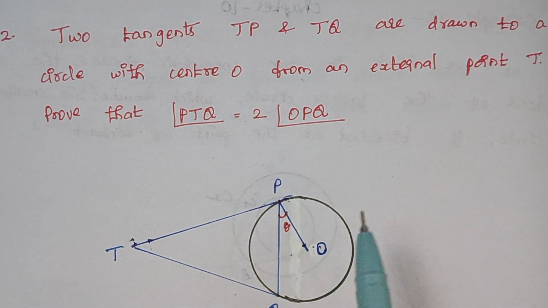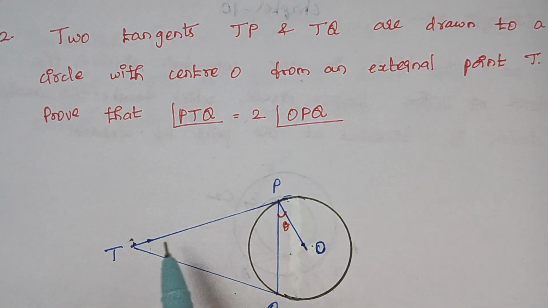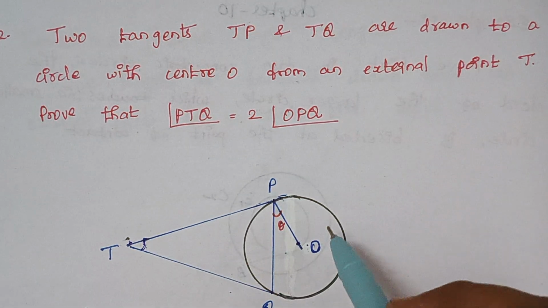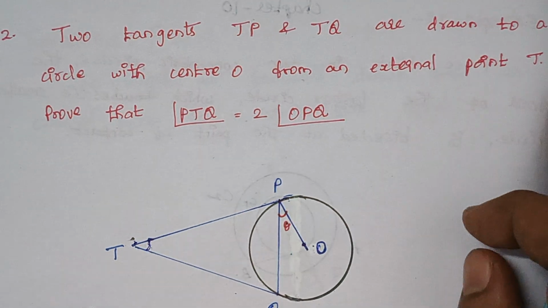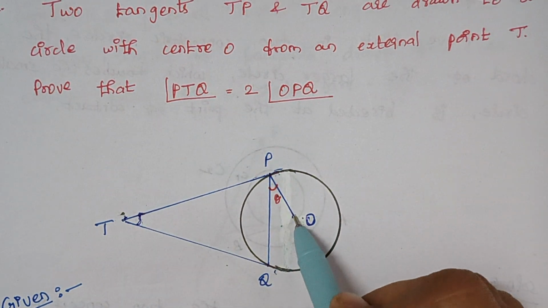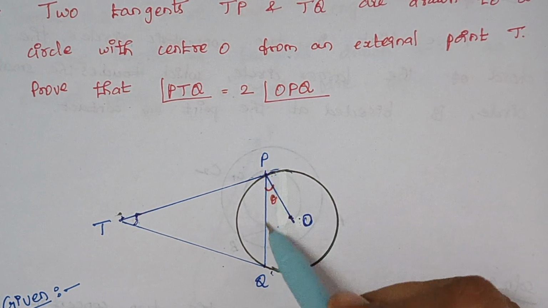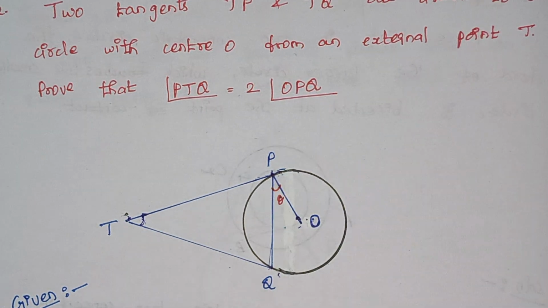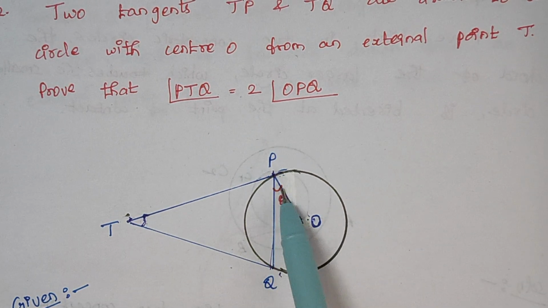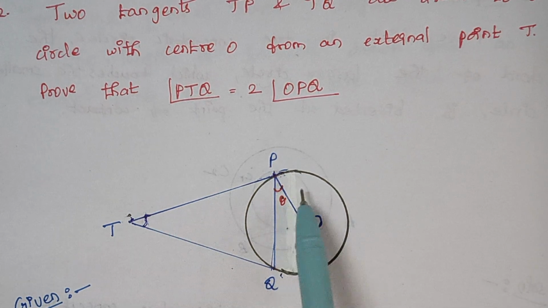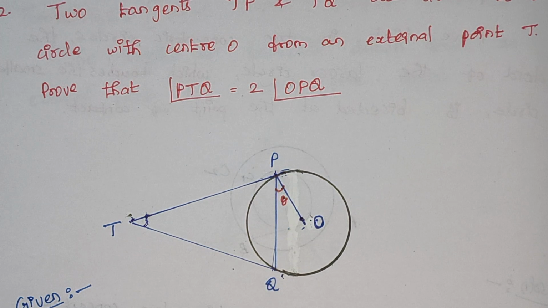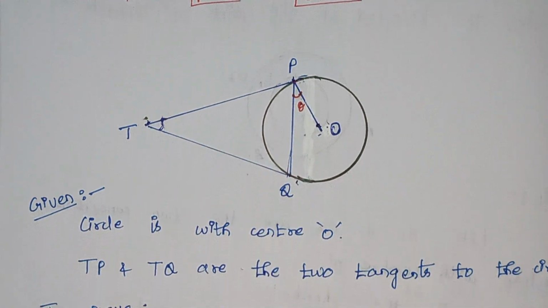So here we have to prove that angle PTQ, that is this angle, is equal to 2 times OPQ. So here we have drawn this line, and there is a center. Now we just have to join PQ and join OP. So this is angle OPQ. So angle T is equal to 2 times angle P. This is the thing we have to prove. So just write down the things that we have done.